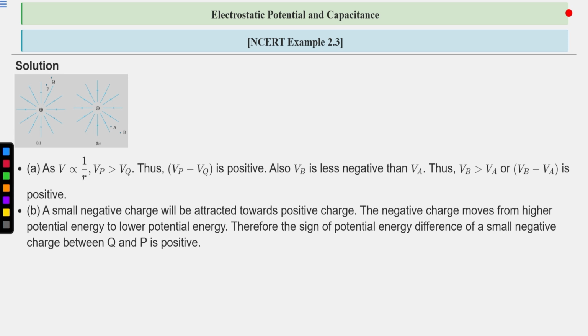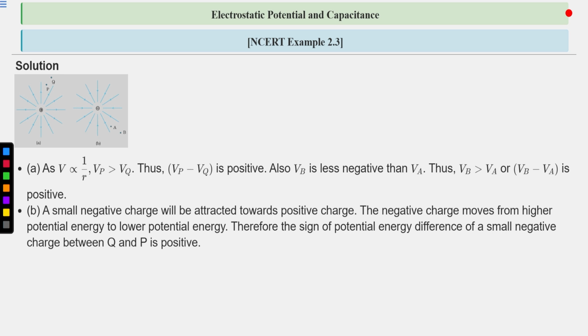Now, we are not applying any external force. We are not going against the field because this positive charge will attract this negative charge. So, we are not applying any external force against the electric field. We are providing the supportive force. So, if a negative charge is moved from Q to P, the potential energy at P will be less. Potential energy at Q will be greater.